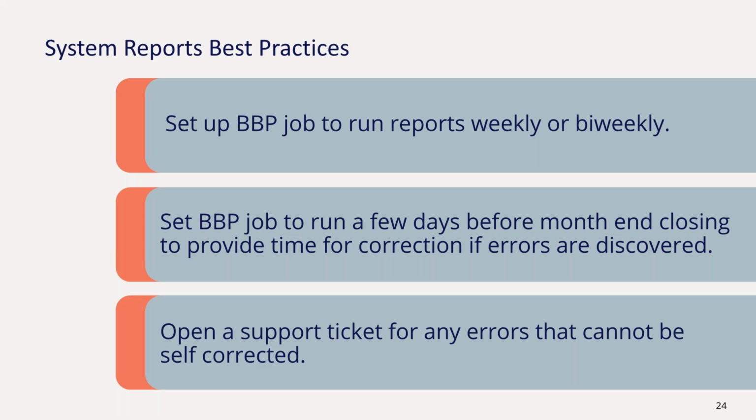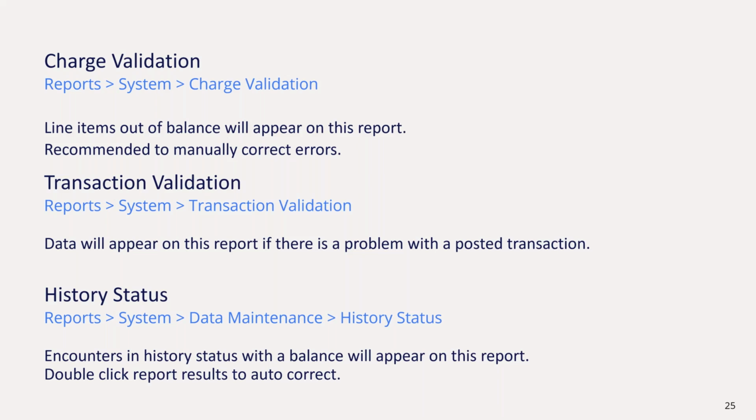The system reports have a drill down option that allows some of the errors to self-correct. Any errors that do not self-correct require a support ticket to either MTS or NextGen so the data can be cleaned up. I'm going to briefly go over each of these reports and what they do.